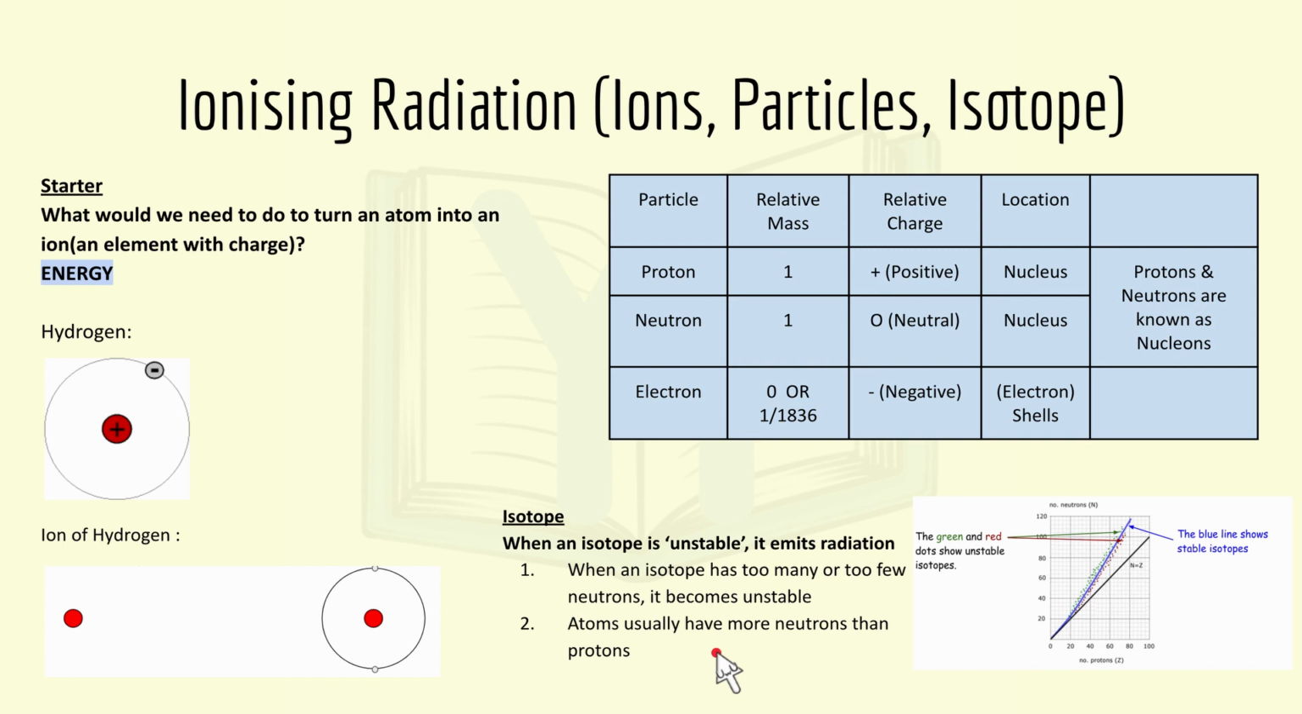And for isotopes, when an isotope is unstable, it emits radiation. And when an isotope has too many or too few neutrons, it becomes unstable. And atoms usually have more neutrons than protons. So you can see this diagram over here.